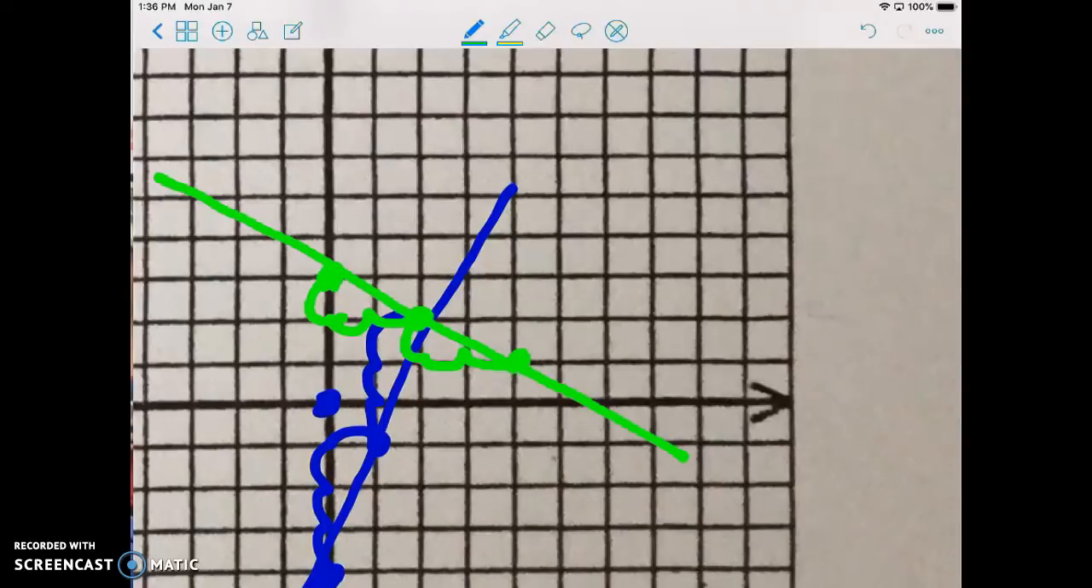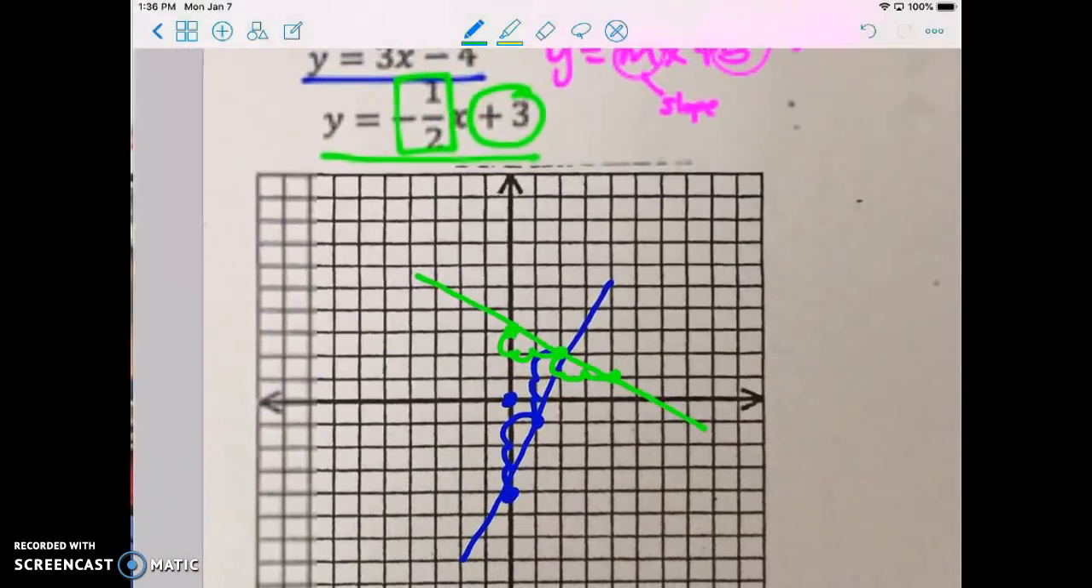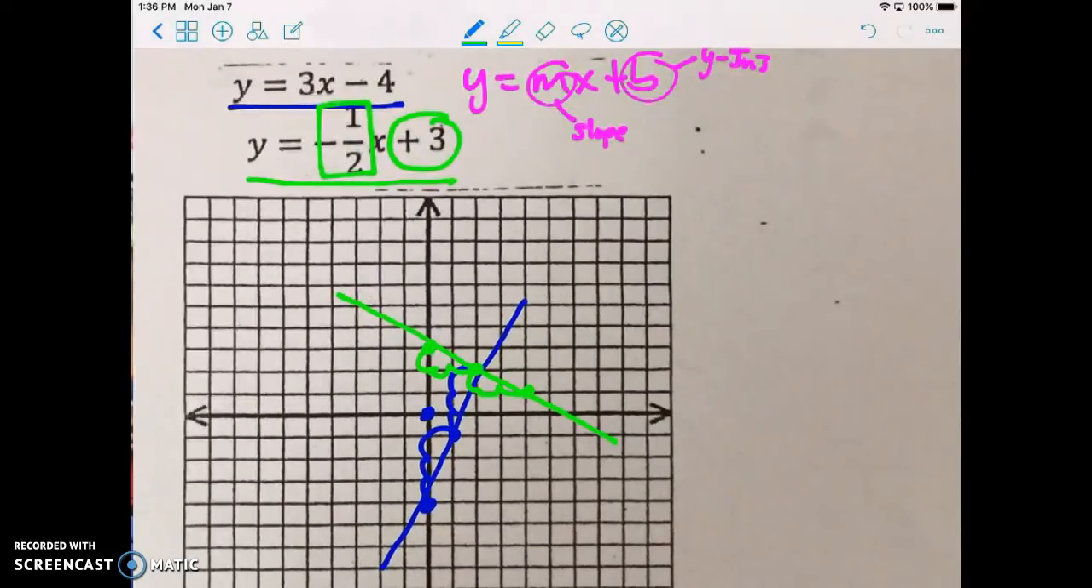If you're not remembering this, you need to go back and review your notes or watch a video on graphing equations, because all we're doing is graphing. Yes, there's two of them, but all we're doing is graphing.